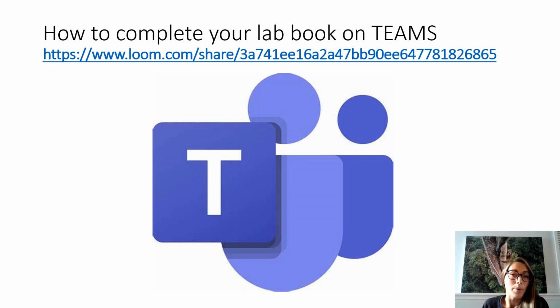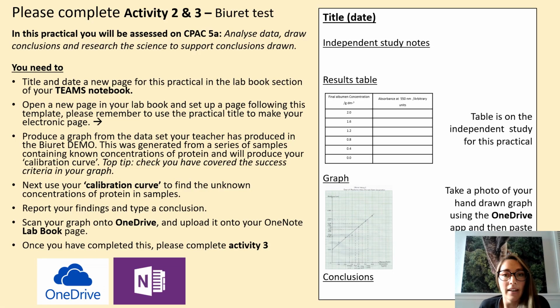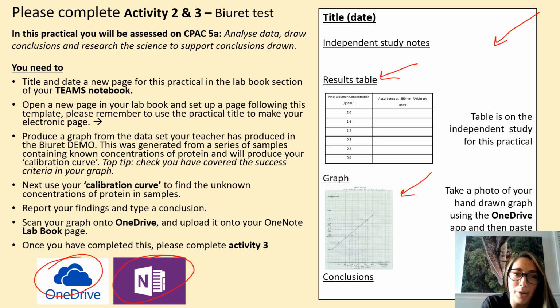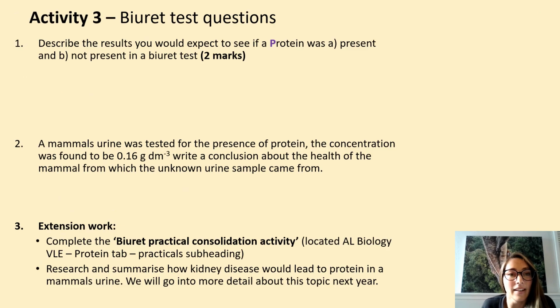You'll need to generate a lab book on Teams. There's a link in your activity to help you do this. And your lab book page should look something like this. Okay, so again, the results table should be in the independent study for you to copy and paste over and then to fill in. The graph you're going to hand draw, and then you're going to take a photo using OneDrive and upload that onto your OneNote lab book. The instructions are all in the activity, and there's also a video link to help you with this. So activity 3, I'd like you to pause the video and to try some of those questions.